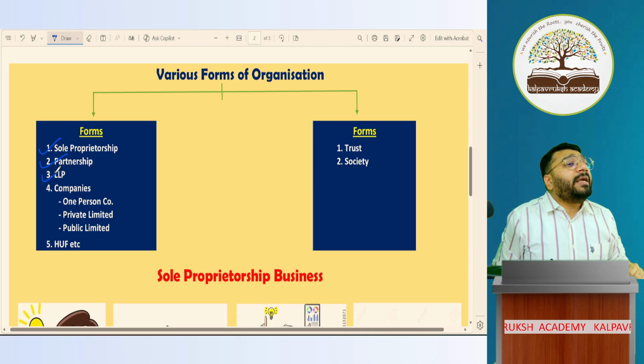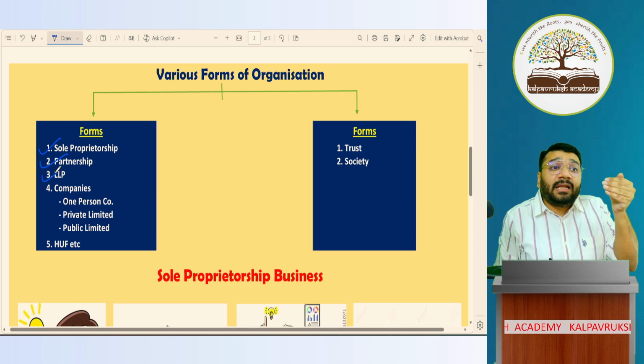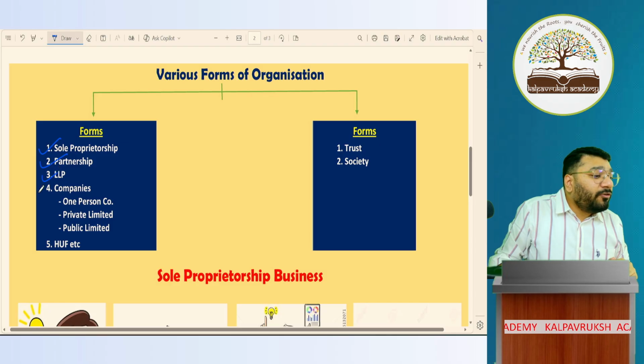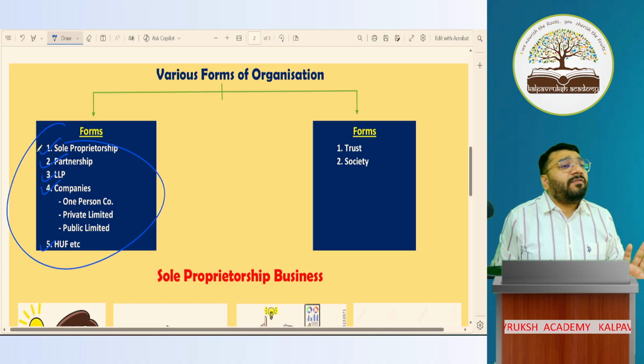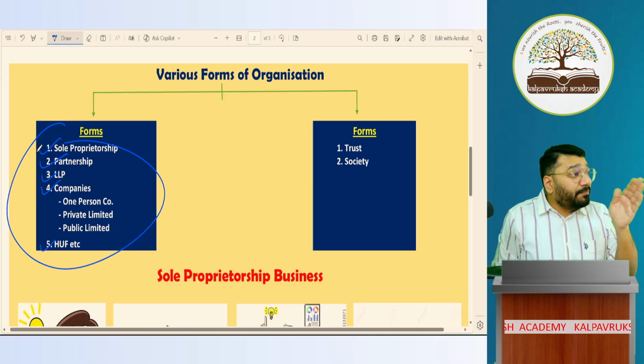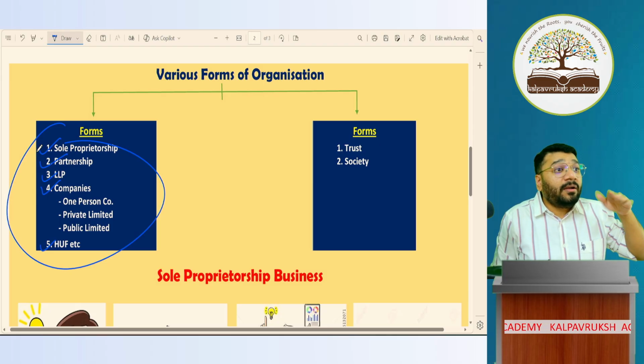Third is limited liability partnership. This is slightly a better version of partnership business. Fourth is you can form a company. Fifth one is HUF, Hindu Undivided Family. These are the 5 forms for doing business where the intention is to earn profit.